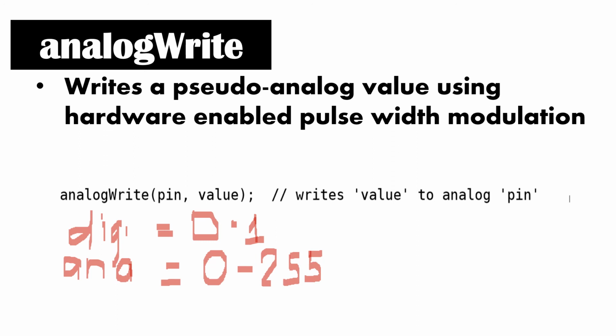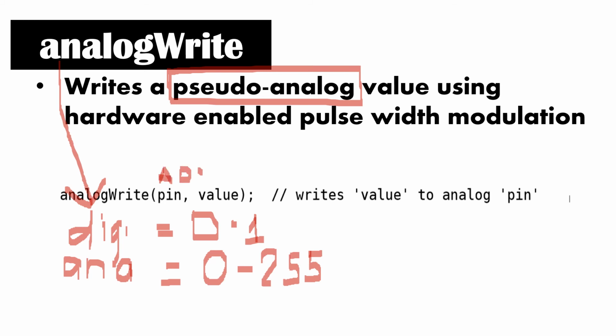But take note, analogWrite, sabi dyan, pseudo-analog. Pseudo-analog in a sense kasi that analogWrite, although nakalagay dyan analogWrite, it will still use a digital pin. So kung ganito yung structure ng analogWrite, you will not put here A0 to A5. Mali kapag yan ang nilagay mo. You will write here 1 or 0 to 13, which represents the digital pins that your Arduino Uno have. Take note, digital pins ang gagamitin natin.